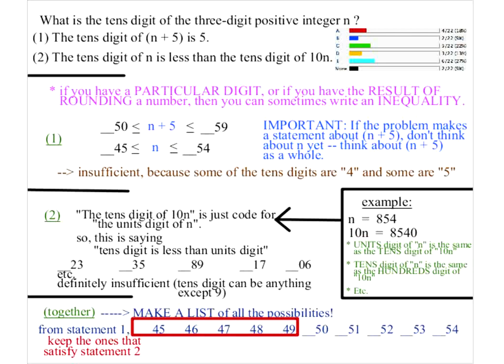Notice this is also generally the way that data sufficiency works. You can't find the number, but the tens digit has to be 4. So that's sufficient. And so the answer is C to this problem.